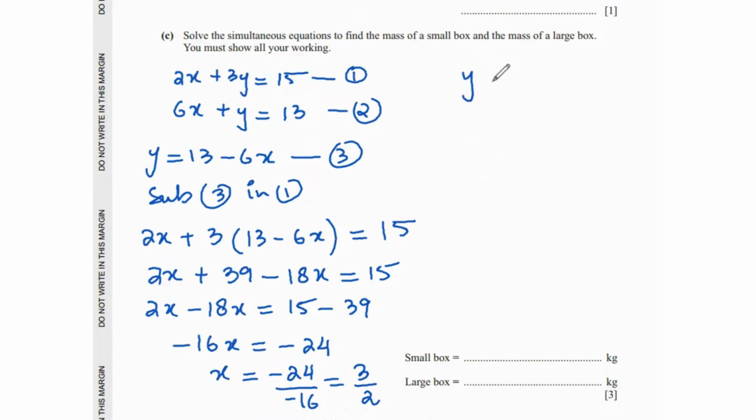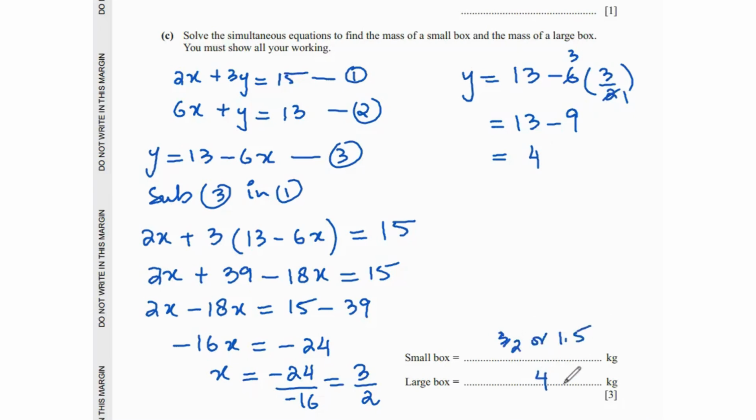Find the value of y. You replace x with the value that we just found. So 13 minus 6 times 3/2. That's 13 minus 6 divided by 2 is 3. 3 times 3 is 9. So 13 minus 9 is 4. So small box is 3/2 or 1.5 kg. Large box is 4 kg.